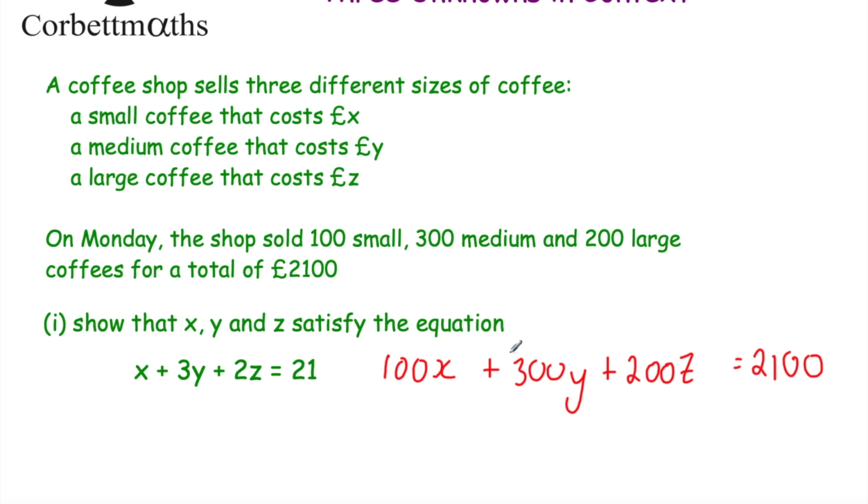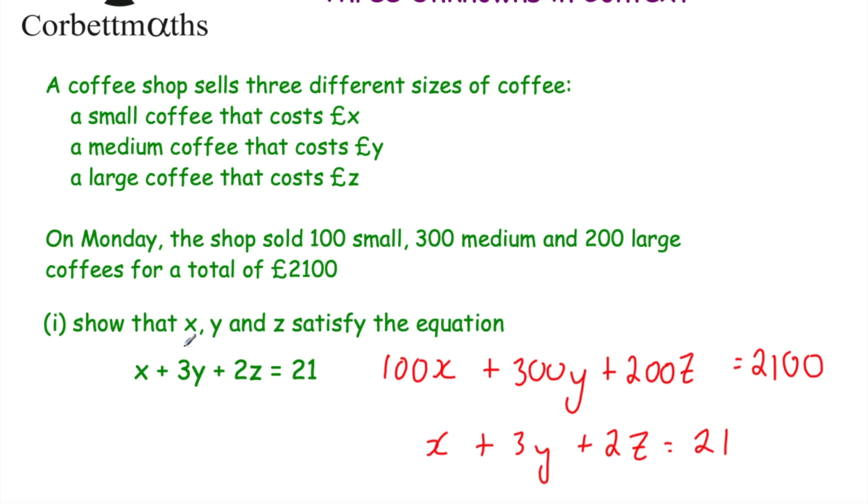Now that equation isn't quite what we're asked to show, but we can get it to that, because if we look at it, we've got 100x, 300y, 200z and 2100. We can divide this whole equation by 100. If we divide everything by 100, we'll get this. Because if we take 100x and divide it by 100, we get x. If we have 300y and divide it by 100, we have 3y. If we have 200z and divide it by 100, we get 2z. And 2100 divided by 100 is equal to 21. And that's it. That's what we're asked to show.